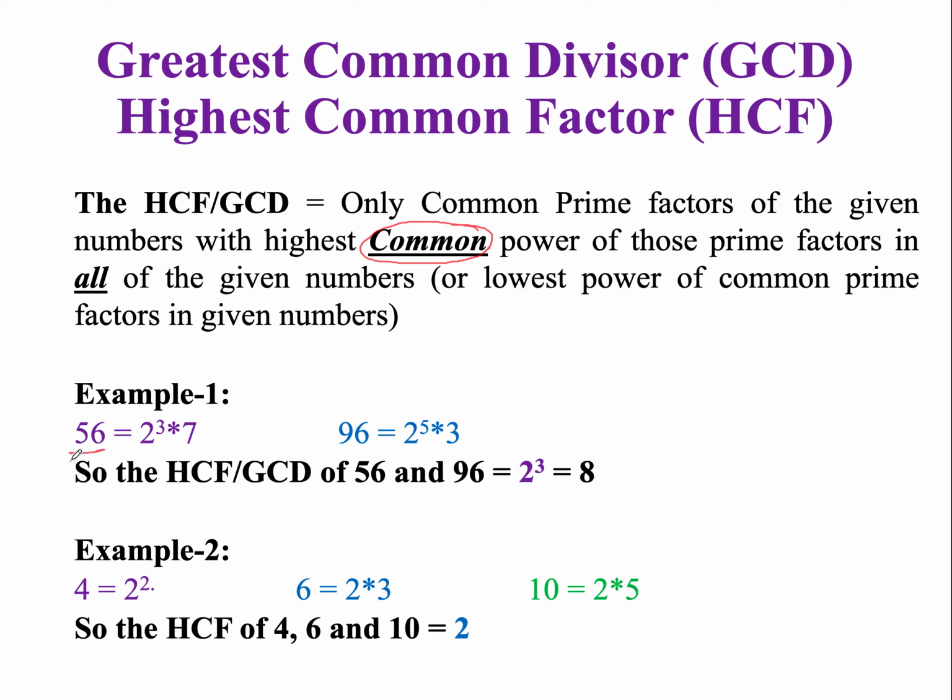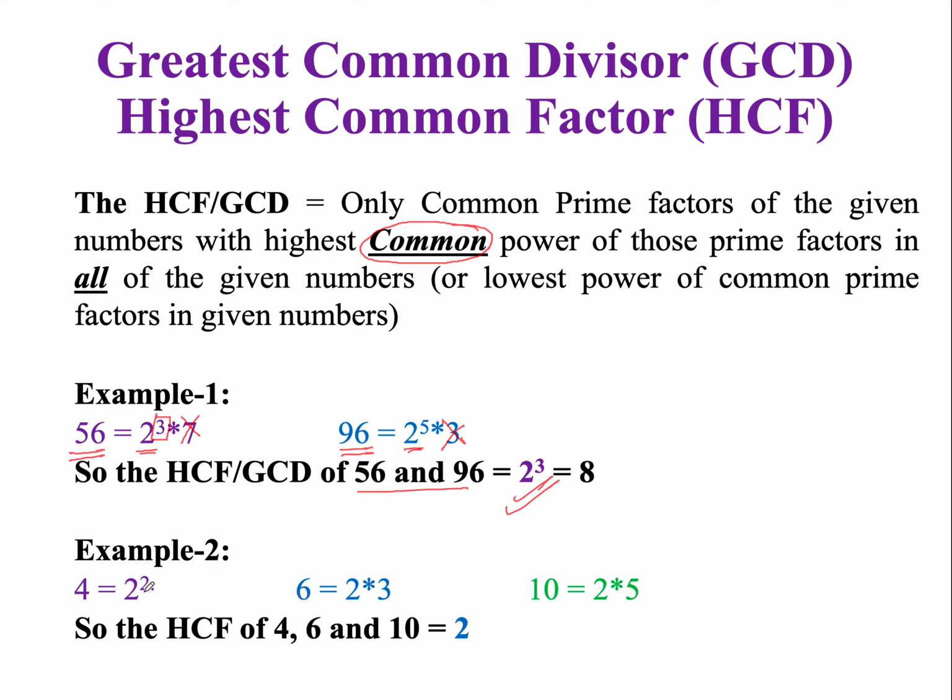So let's take the example of 56 and 96. 56 when prime factorized becomes 2 cubed times 7. 96 becomes 2 to the power 5 times 3. What is the common prime factor here? 7 is not common because it's not in 96. 3 is not common because 3 is not in 56. So 2 is the only common prime factor, and the highest power of 2 that's common to both the numbers is 3. So the highest common factor of 56 and 96 becomes 2 cubed, which is 8.